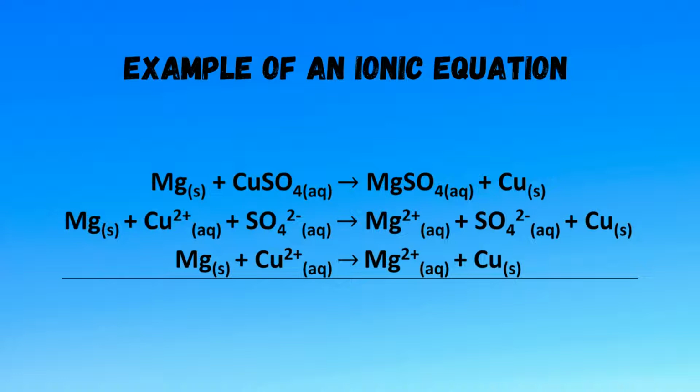You write only the other species present in the equation, which is magnesium plus Cu2+ gives Mg2+ plus copper. Do not forget to put the state symbols.